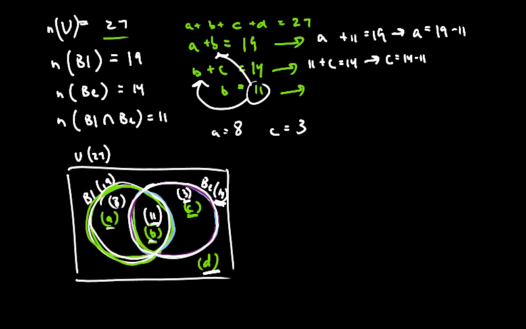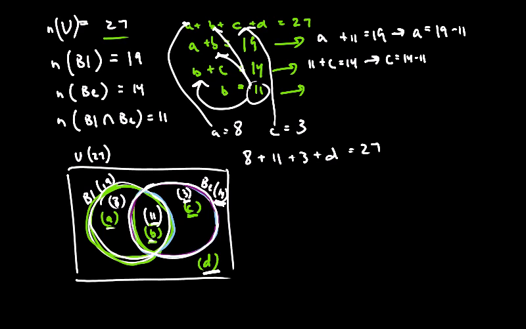We know A, so we can come up here and plug A in, and that's 8. We also know B, so let's plug B in. B was 11, so 8 plus 11. And now we also know C, so we can plug in C. C is 3. And we don't know D yet, so we're going to try to solve for D. Here it is. So 8 plus 11 gives us 19, plus 3 gives us 22, plus D equals 27.